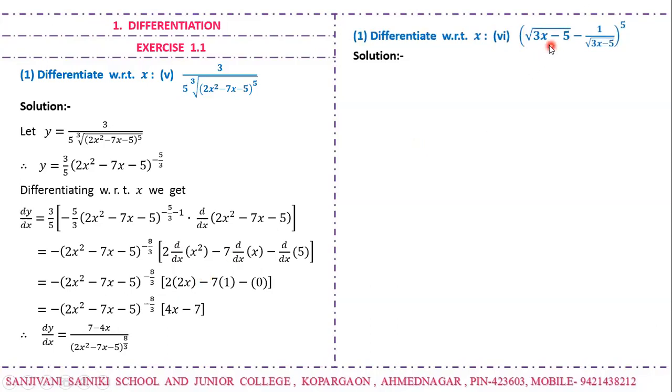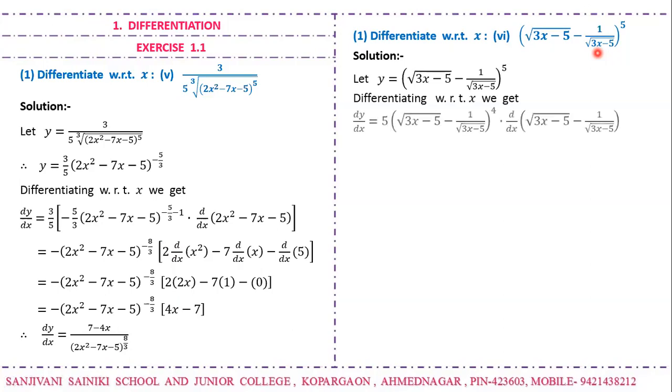The next example is (√(3x − 5) − 1/√(3x − 5)) raised to 5. Let y be equal to the given function. Then we have to differentiate with respect to x. Whatever quantity is present in the bracket is our f of x. So f of x raised to 5. Its derivative is 5 times f of x raised to 5 minus 1, which is 4. So 5 times f of x raised to 4 into f dash of x. F dash of x means the derivative of this minus the derivative of this.